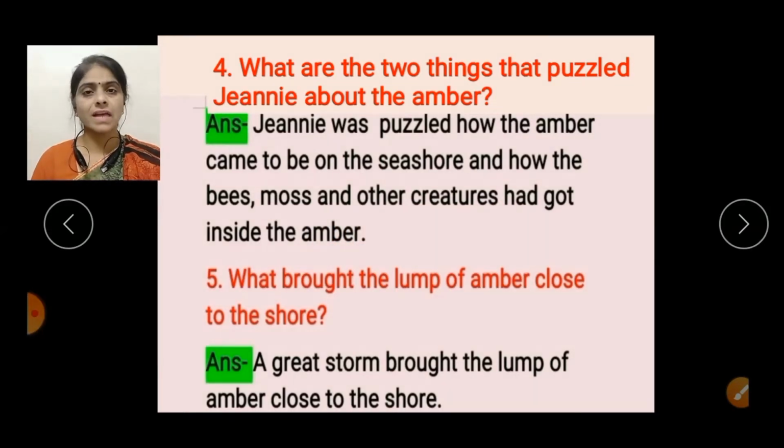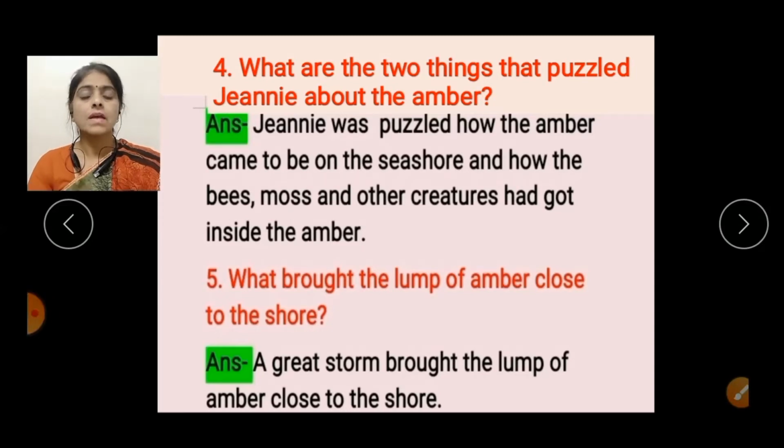Now let's have the last question of this exercise. That is, what brought the lump of amber close to the shore? So the answer is, a great storm brought the lump of amber close to the shore, from where Genie's grandfather got it and decided to make amber beads from this. With this, the exercise is completed. Now let's have the next exercise.